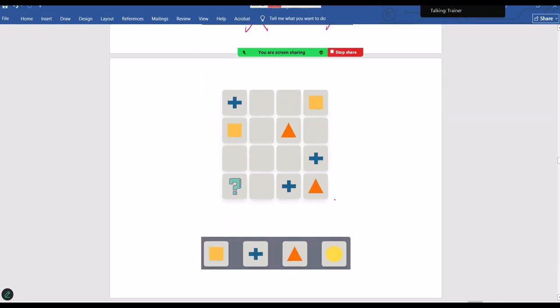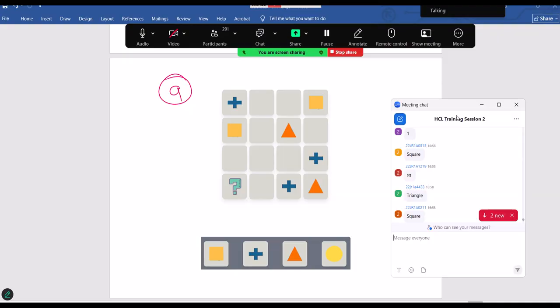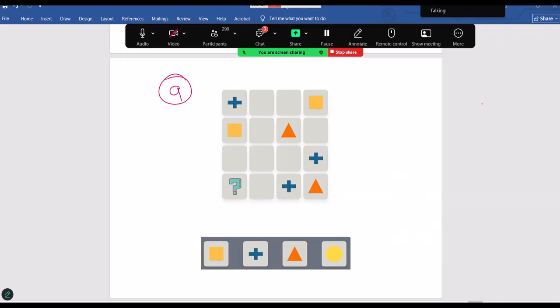Now see this 9th one. I think easy for you right now. Square eliminated as per column point of view, as per row point of view, plus eliminated, triangle eliminated. Answer must be circle.